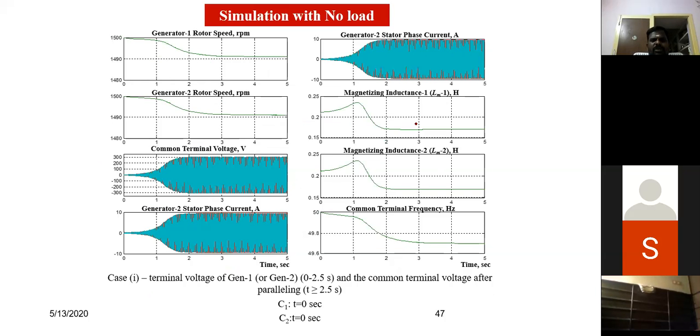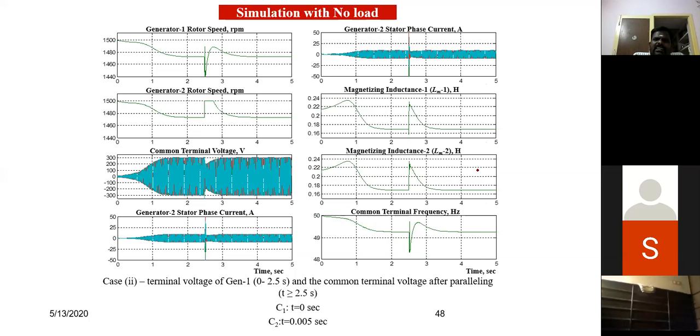Simulation with no load: suppose you want to operate two generators in parallel, that is also possible. We observed the corresponding parallel operations, the corresponding variations in the magnetizing inductance, and the frequency deviations also. And this is the simulation with the load, where generator 2 alone is loaded. The corresponding variations also we observed here.